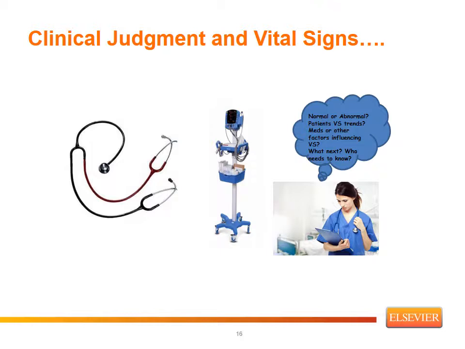Okay, and yes, it is critical that they learn how to do these skills, but just as critical is, what do you do with that information? So, are the vital signs normal or abnormal? Are there specific trends in this patient's vital signs? Can you do a little investigation on the medications that the patient is on? And could they have medicines that are affecting the vital signs? What about other factors? What about pain?